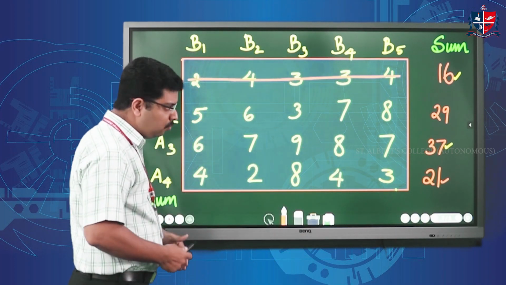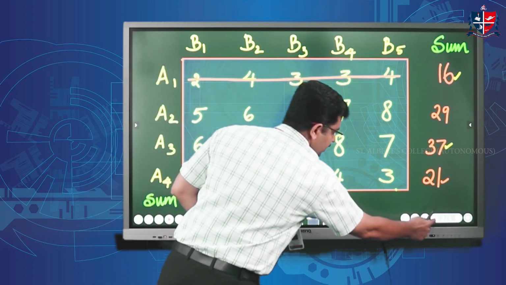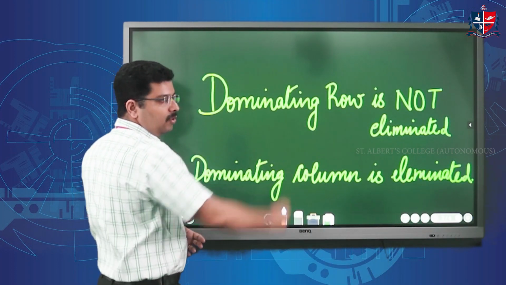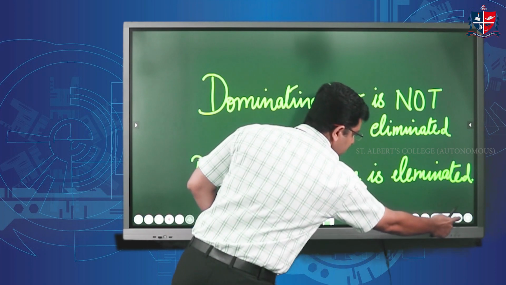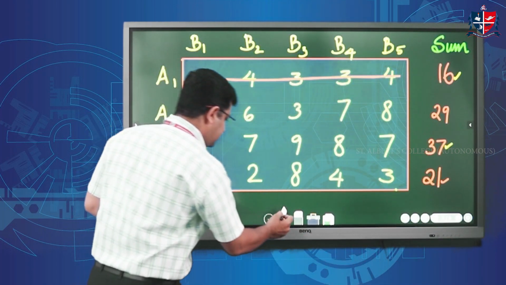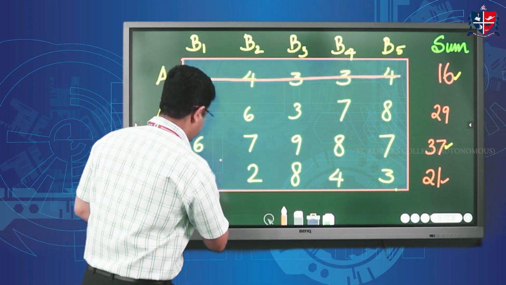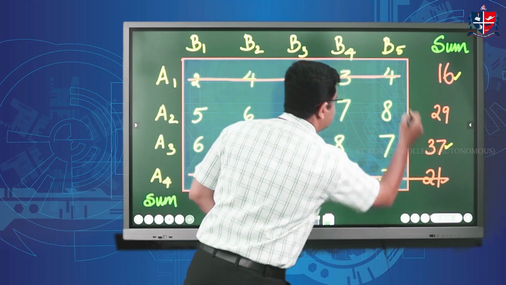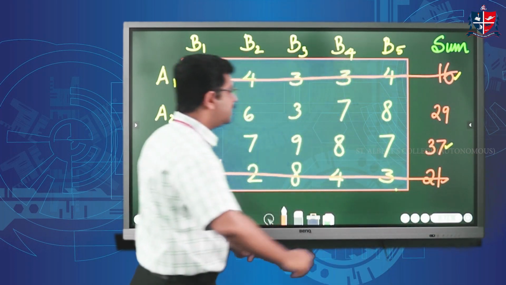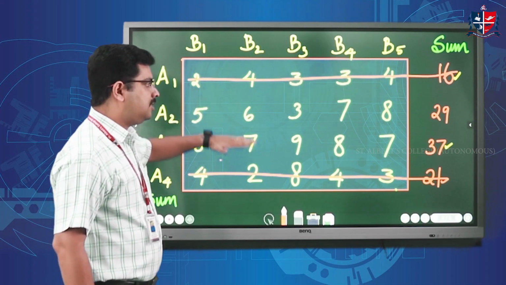So in this case, what do we do? As we have seen, the dominating row is not eliminated. So let us eliminate the submissive row. The same thing, right? We are eliminating this one. That is gone. Now we have only these two here.